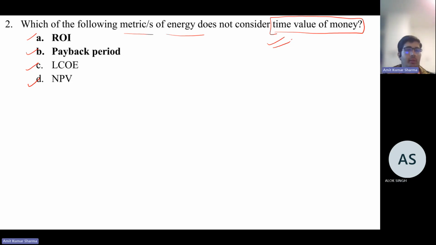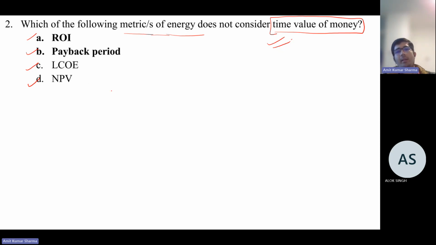Okay, nice. So basically the time value of money comes in when we are considering the metrics of energy. Suppose we are installing a power plant, or any company is installing a power plant. That power plant will be there for 20, 25, 30, even 50 years, depending on the type and technology of the power plant. So the main point is that the power plant is going to be there for many years.